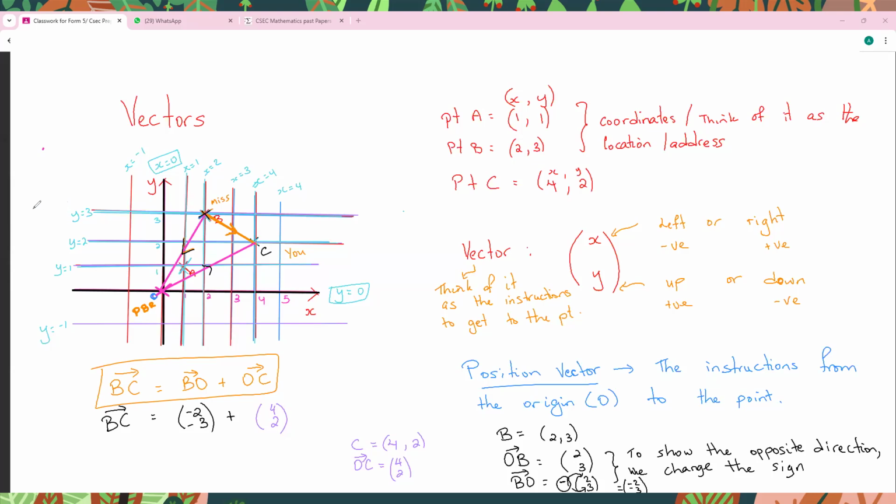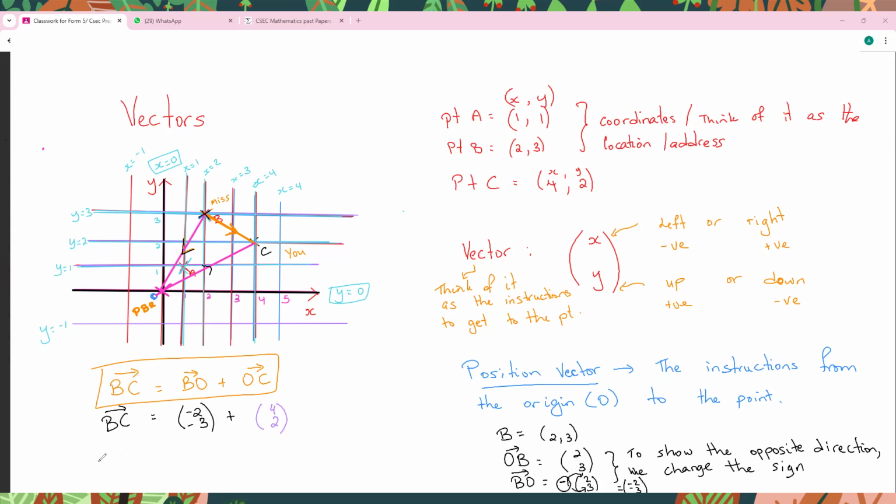All right. So we know the instructions, right? So this is like our Waze. It's telling me how to get from B to O and then from O to C. You know how Waze and Google Maps tells us in 4 kilometers, turn right, right? That is like what this is doing. It's telling you how to move.